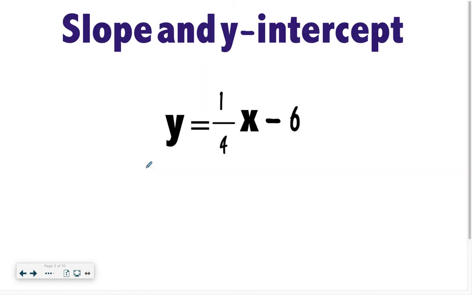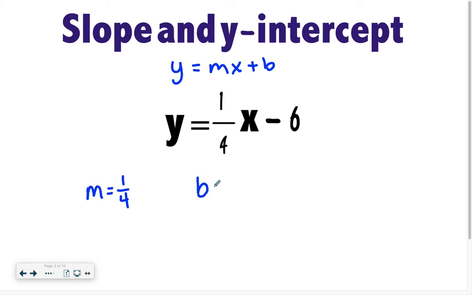Let's talk about finding the slope and y-intercept if I give you an equation. So here we can see that it matches the slope-intercept form, right? So it's y all by itself equals our slope times our x plus our b. So our slope is always the number that's with your x. So in this case, it's a positive 1/4.